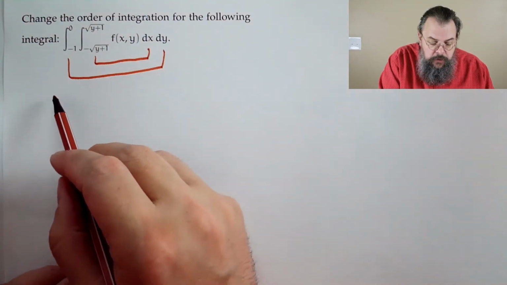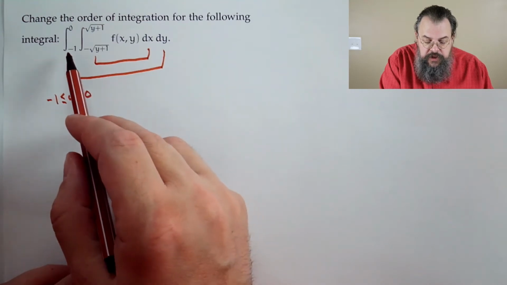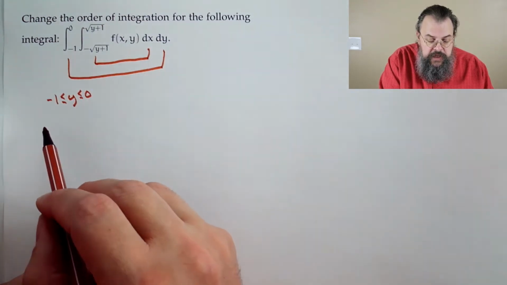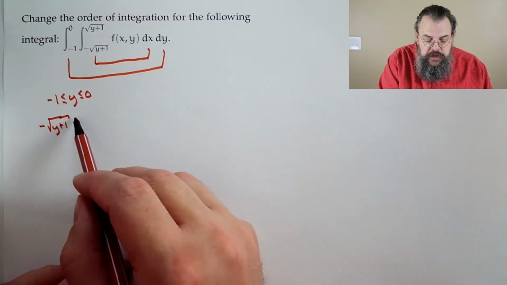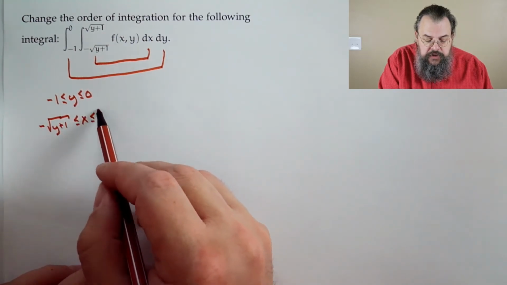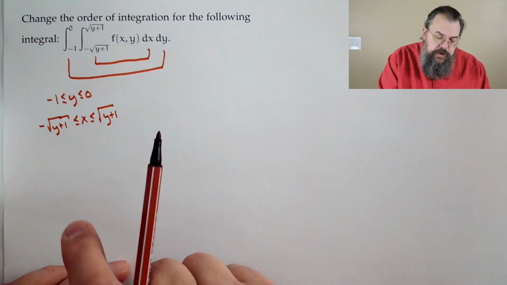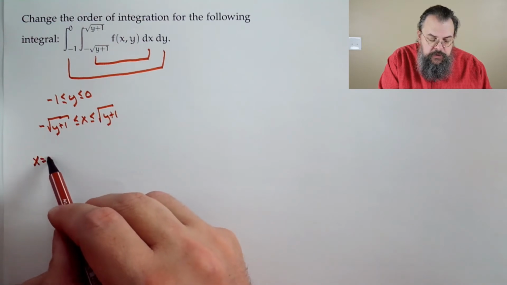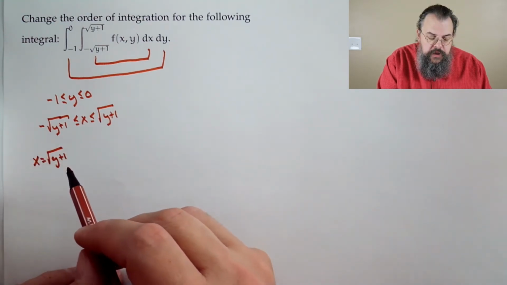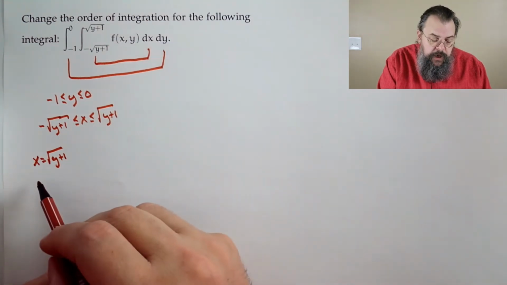So we're told y goes from -1 up to 0. That's the outermost integral. It's associated with y. And x goes from minus square root of y plus 1 all the way up to positive square root of y plus 1. Now, we look at these curves. They're kind of strange, right? So x equals square root of y plus 1. Plus or minus, doesn't really matter. If we were to graph it, how would we go about it?